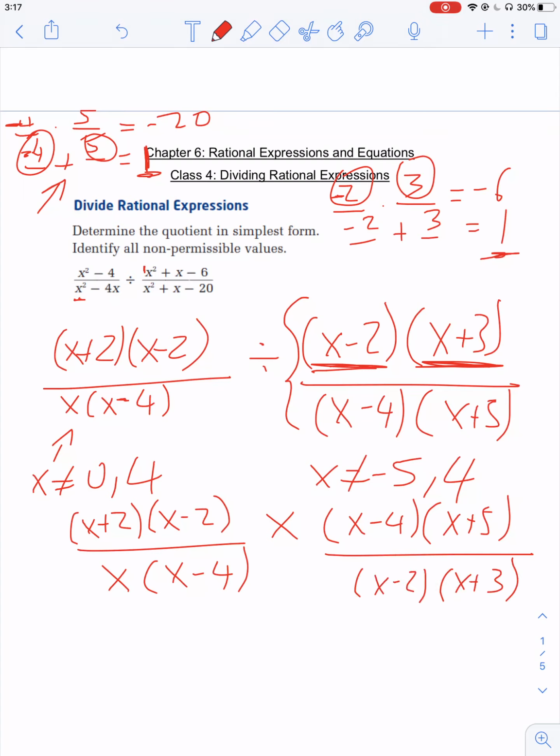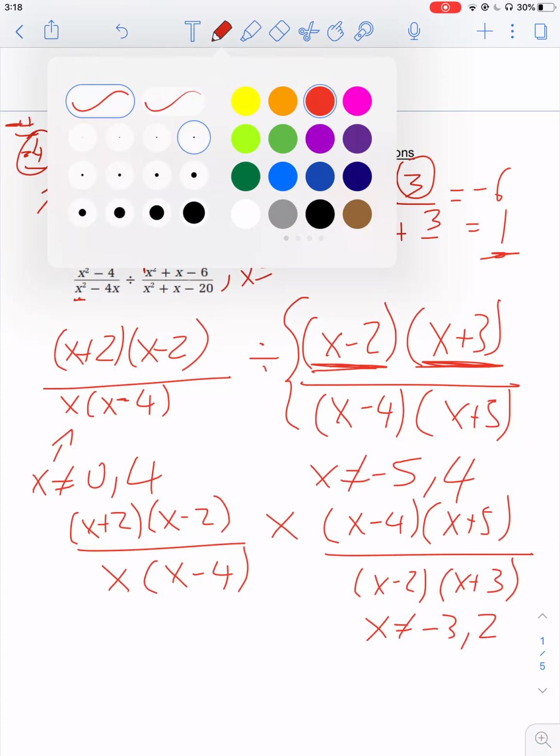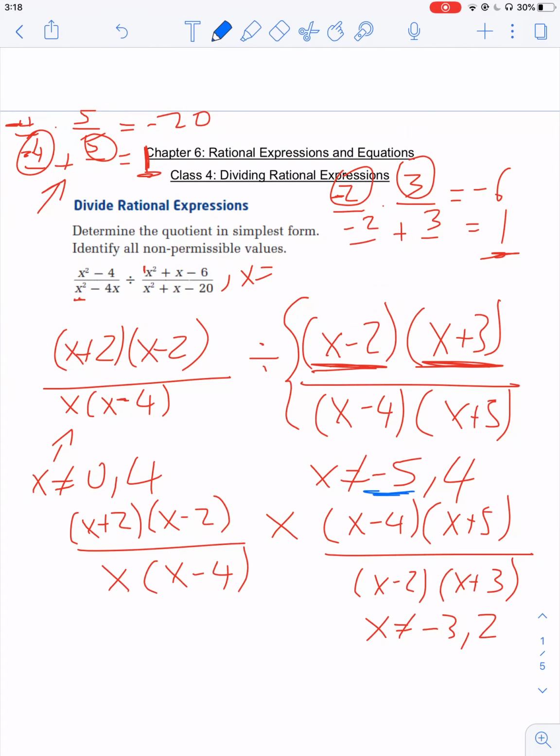And now I'm going to have these additional restrictions, right? So here my restrictions are x cannot equal 2. Let's just put them in increasing order. So x cannot equal -3, x cannot equal 2, okay? And now let's combine everything together and put the restrictions over here if you want. So what do I have? I have -5, right? So x cannot equal, you know what? Let me just write this in blue.